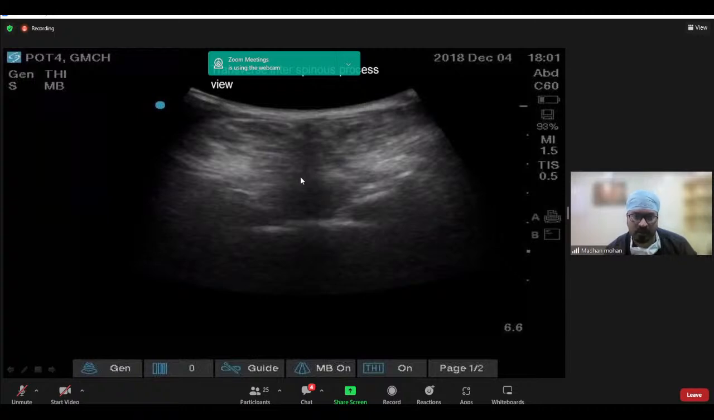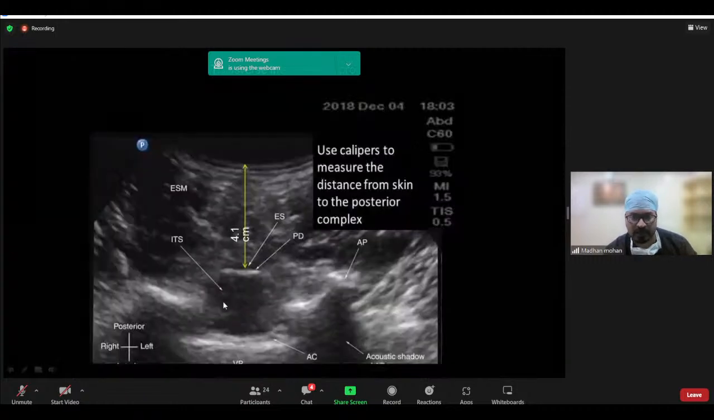Here you see one small hyperechoic line. It's not much appreciated in this particular picture. I'll show the next one. Here you can see a better one. So here you see the posterior complex very well. You see the hyperechoic line, and you just measure how far it is lying from the skin. Okay. So you make use of calipers and just measure. So in this particular individual, it is 4.1 centimeters from the skin. So this will give almost the appropriate distance for giving the spinal anesthesia.